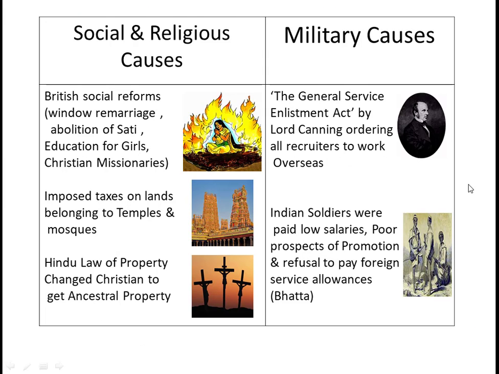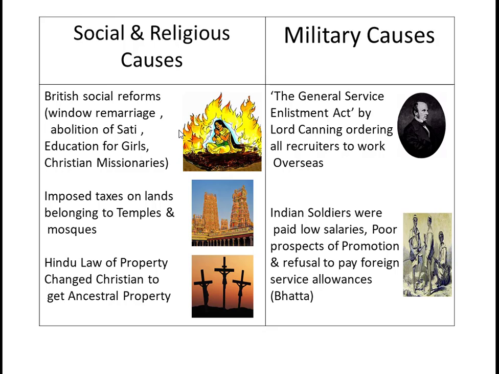Now let us see the social and religious causes. British social reforms such as widow remarriage, abolition of sati, education of girls and Christian missionaries caused some discontent among Indians. That is, the British tried to interfere in the socio-religious structure of India, such as making sure widows get remarried legally. In those days, widows were not allowed to remarry according to Hindu norms.